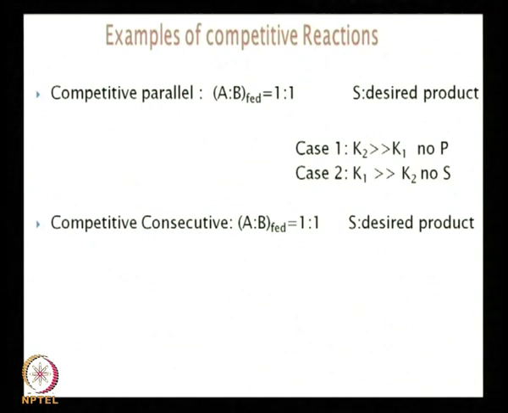You have studied this in your chemical reaction engineering, so I just want you to tell me what would be a competitive parallel reaction. A gives S and B gives S. Both are parallel, the same product. No, but A and B are reacting. It's a second order reaction. A and B are the substrates, not a single substrate.